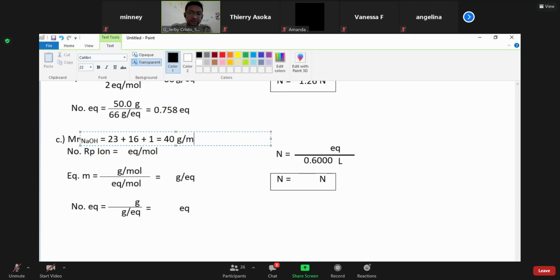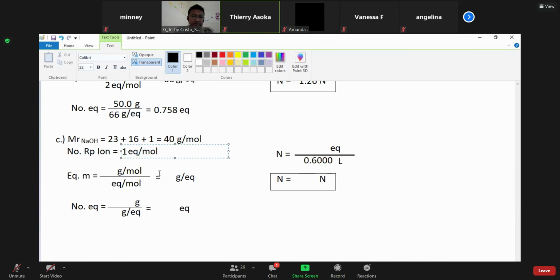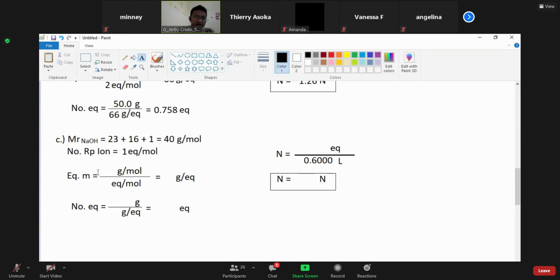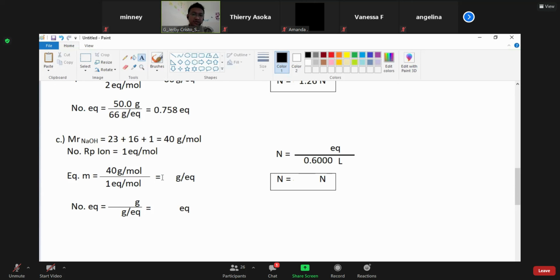How many replaceable ions does sodium hydroxide have? 1. Next, divide the relative mass, which is 40, by the number of replaceable ions, which is 1. So the result is still 40 grams per equivalent.